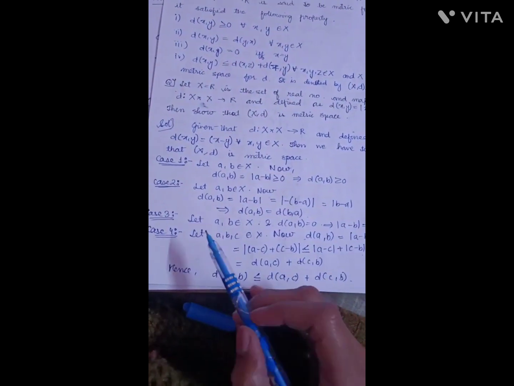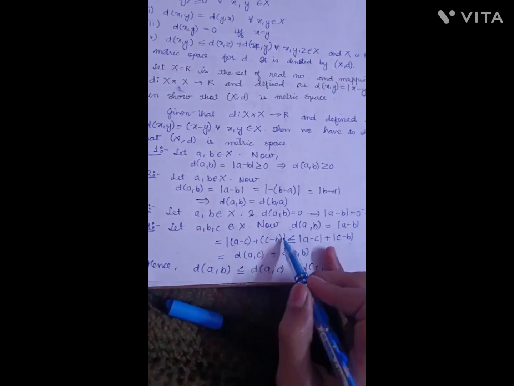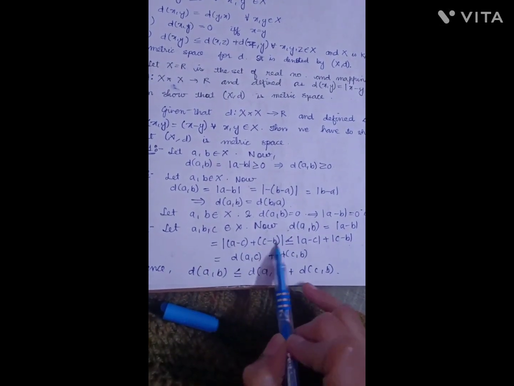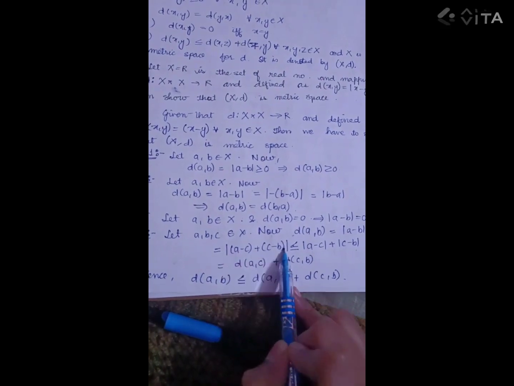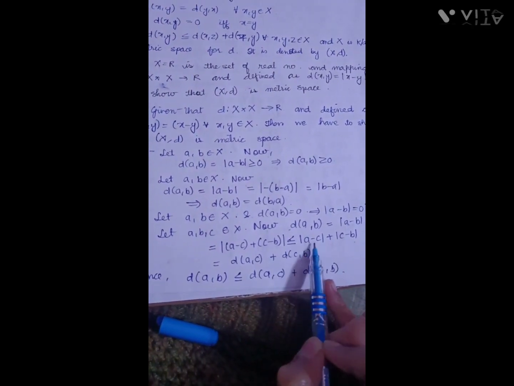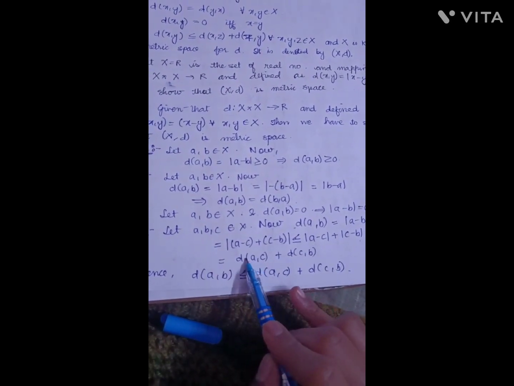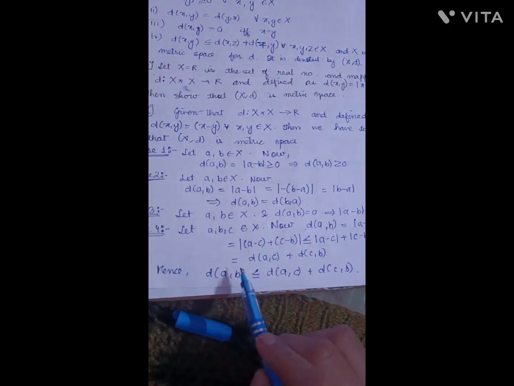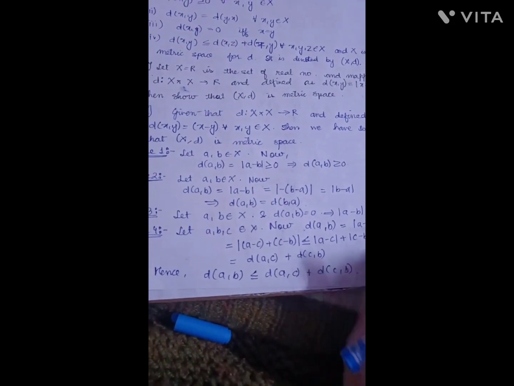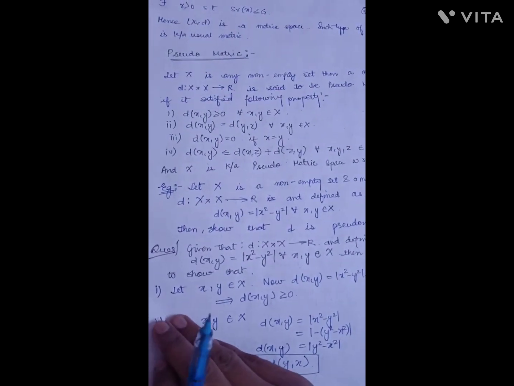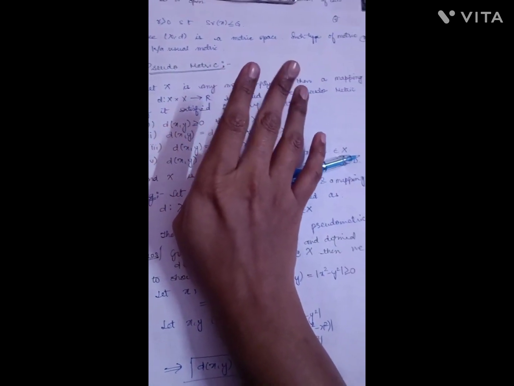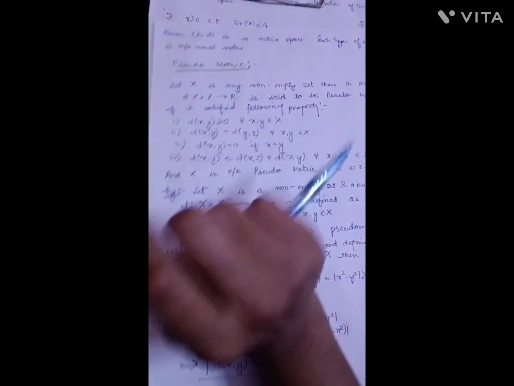Now let us take the next case, where a, b, c belong to X, and d(a,b) is equal to |a − b| according to the given condition. If we break it into two parts, |(a − c) + (c − b)|, which is less than or equal to |a − c| + |c − b|, so it becomes d(a,c) + d(c,b). Hence d(a,b) is less than or equal to d(a,c) + d(c,b). So it satisfies all the above conditions for being a metric space. So (X, d) is a metric space. Such a metric is known as the usual metric.